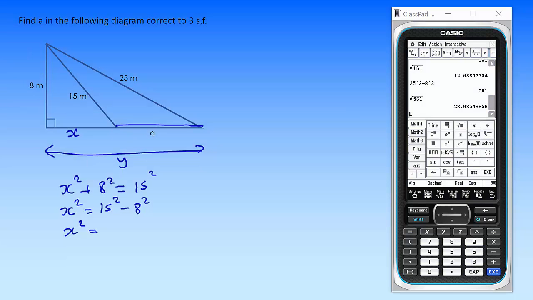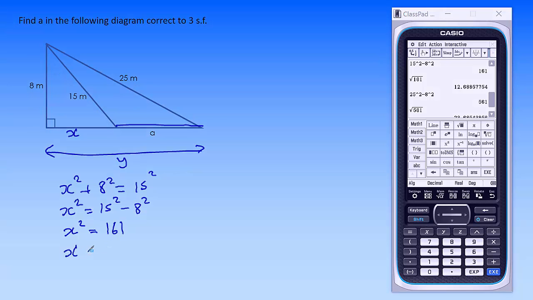So just go up here, 15 squared minus 8 squared is 161. And then x is the square root of that. I'm going to keep it to 5 significant figures because I want 3 significant figures for my final answer. So the square root of that is 12.689, if I keep 5 significant figures.